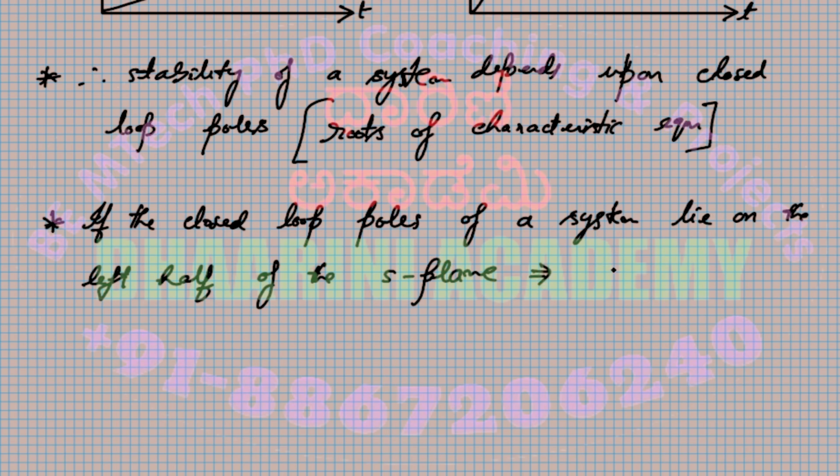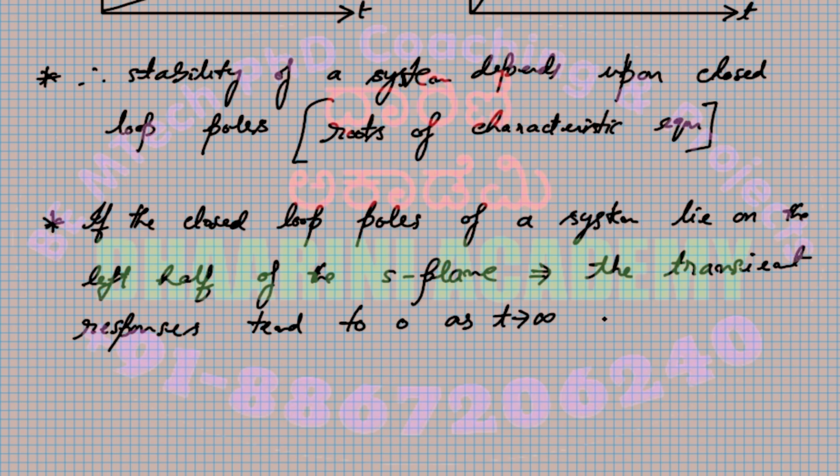So this implies the transient tends to 0 as t goes to infinity. This is simply because of e to the power negative. Okay, anyway, I will not write that. As this goes to infinity, this means the system becomes stable.